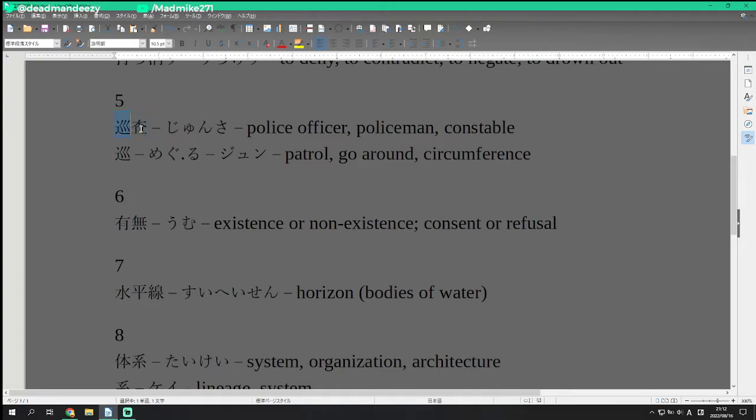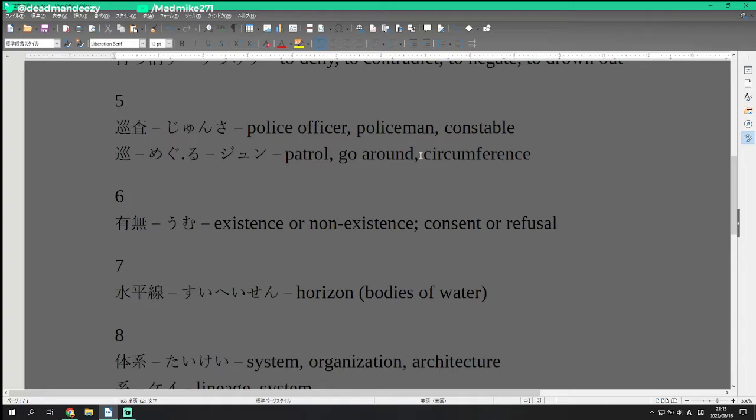So a Junsa is a person that goes around and investigates things like a police officer, a policeman, or a constable. I'm thinking about the constables in old-timey London that went on their routes and investigated whatever they saw. So a police officer is a Junsa, a person who goes around and investigates. Meguru or Jun is our new kanji with the river moving through the water cycle in a circular motion.